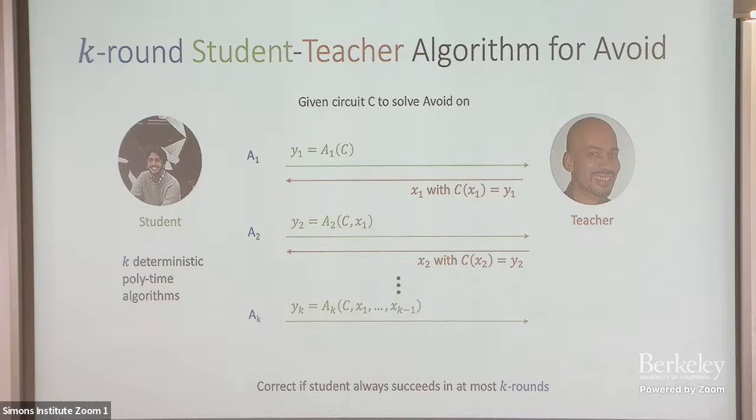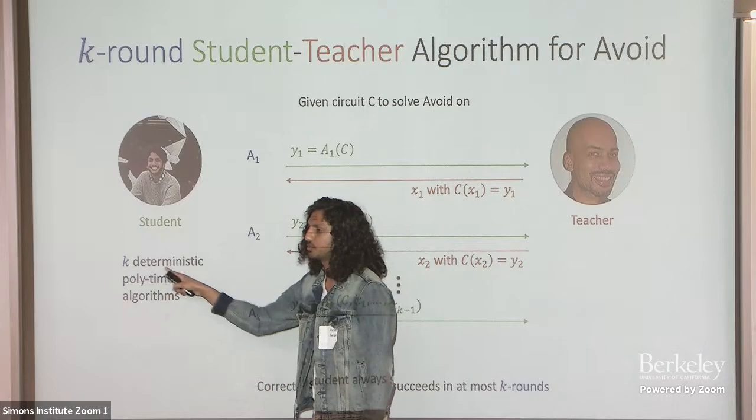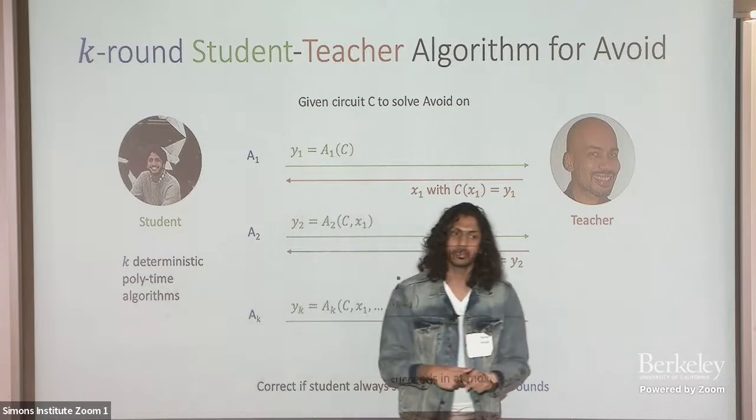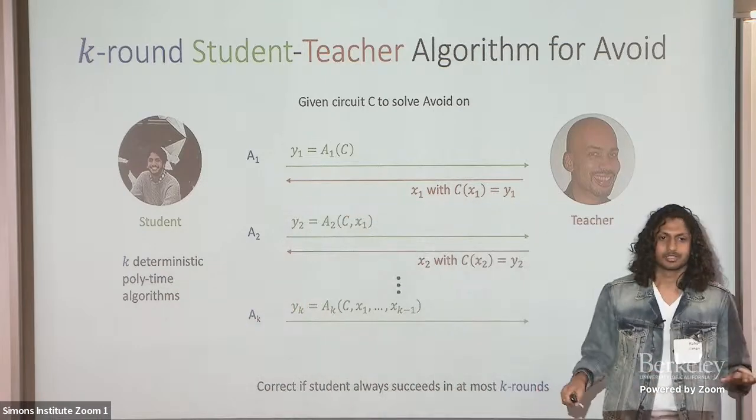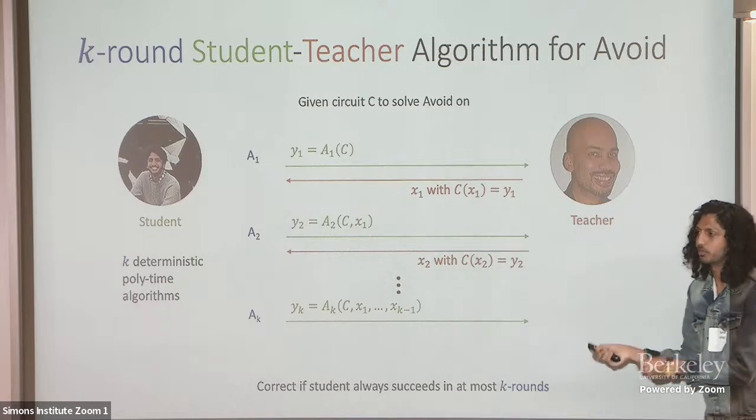Oh, and I want to mention that it's really important for our purpose that these algorithms are deterministic, because as I mentioned earlier, if you allowed randomness, there's a very simple algorithm for the student where he just says a uniformly random string.